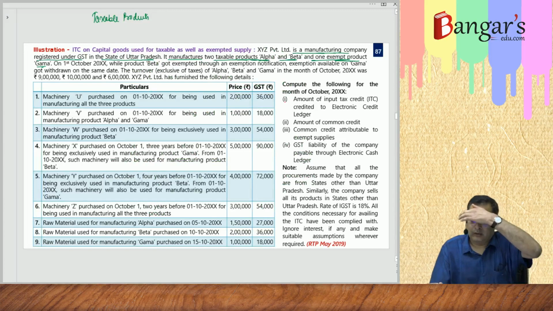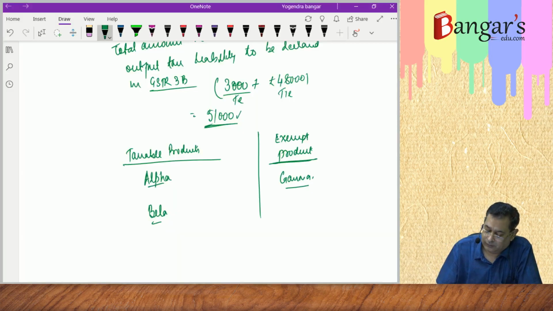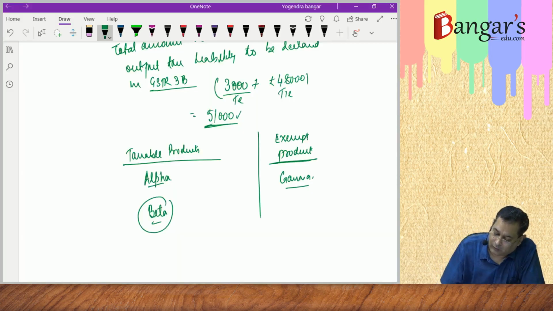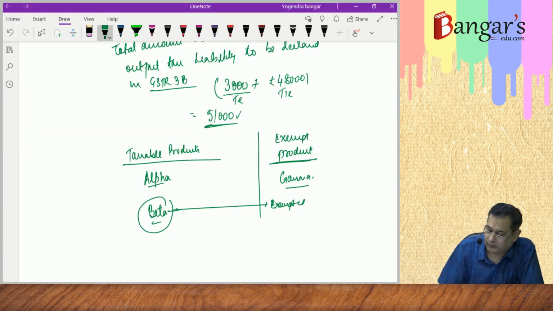Now here, on 1st October, product beta got exempted. It fell into the category of exempted goods. And through an exemption notification, the exemption available on gamma got withdrawn on the same date, and gamma became taxable.